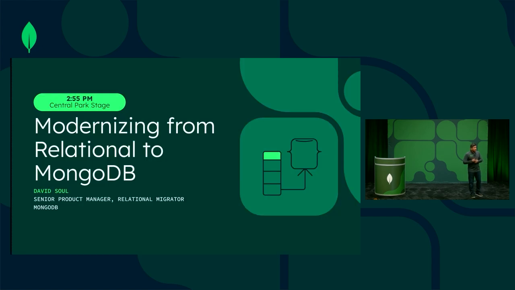And Revathy talked about this earlier. At 2:55 p.m., right now we talked about Mongo to Mongo migrations. A complementary part is migrations from relational database to Atlas. The tool for that is Relational Migrator. There's a session at 2:55 p.m. led by David Soul. Should be a good session. Encourage you to join that. It's going to be in Central Park Stage.